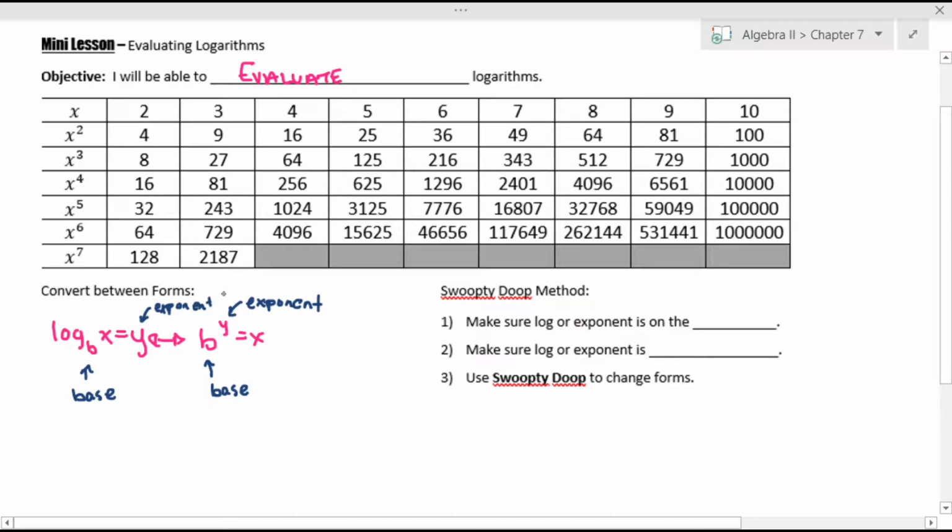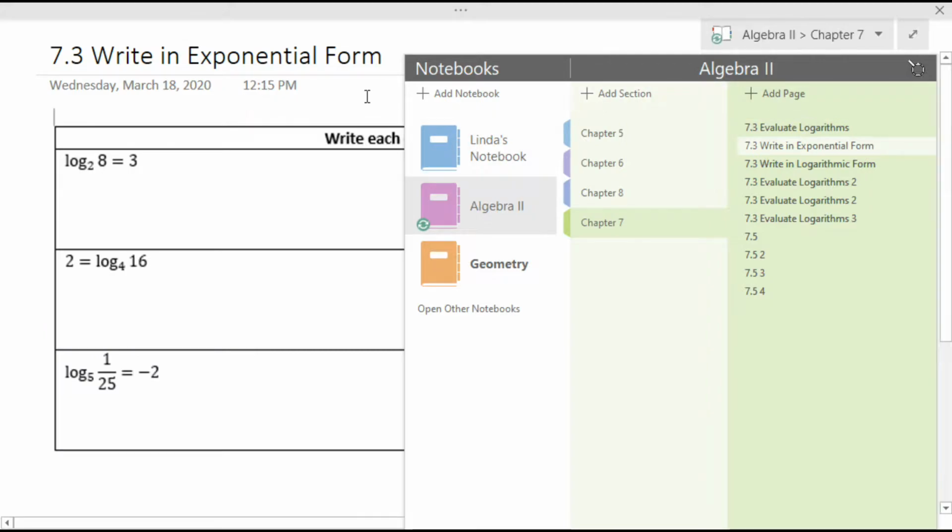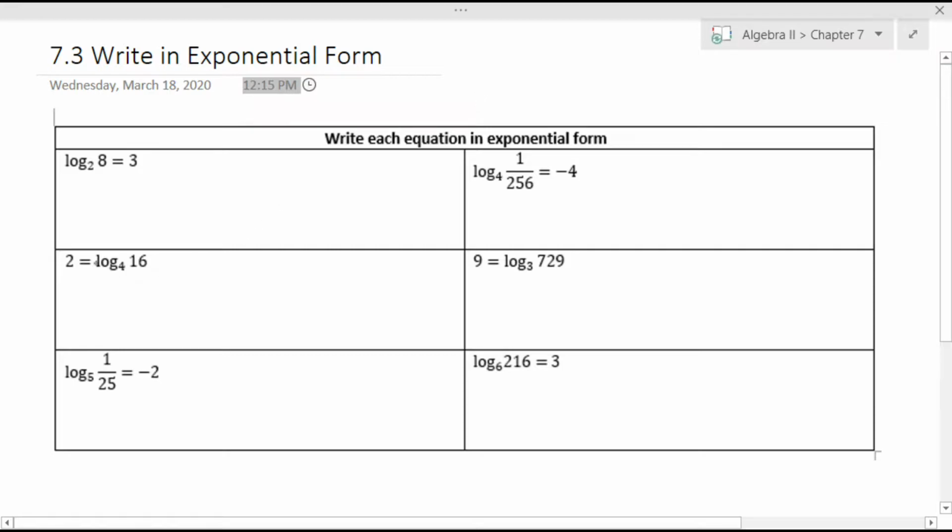All right, so first we're going to convert between the log form and the exponential form. I use a very technical term called the swoop-de-doop method. I know you guys are excited about that. To do that, you have to make sure that the log is on the left, and the log or exponent is isolated, by itself. Then use the swoop-de-doop to change forms. Moving on. First we're going to be given logarithms, and we're going to write them in exponential form.